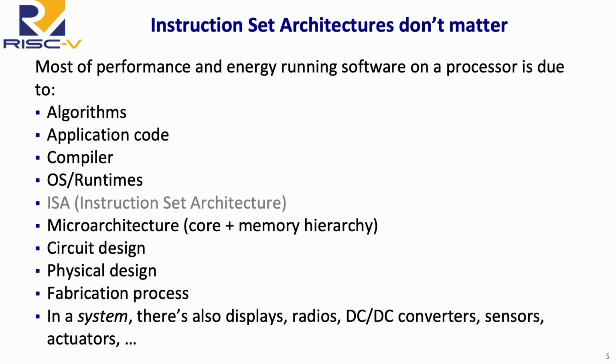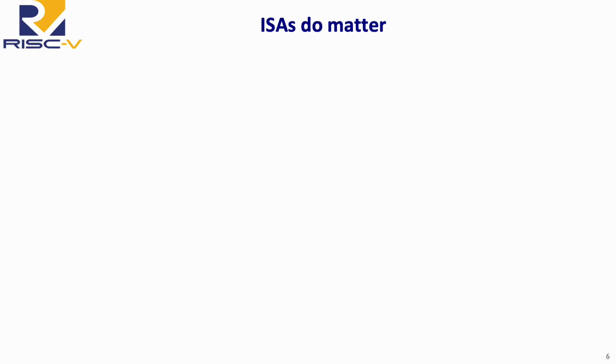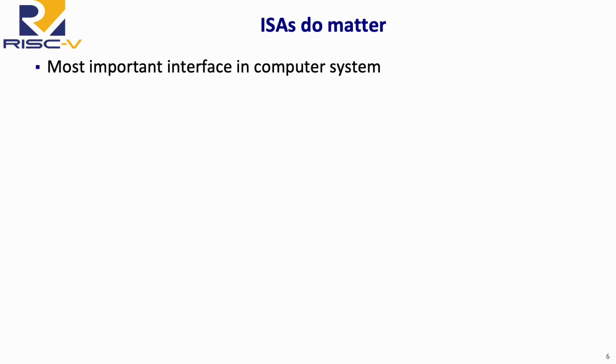If you think about a mobile phone, a lot of power is used by those. So in some sense the ISA doesn't matter. However, the ISA does matter in that it's the most important interface in the computer system. It is the interface between hardware and software. If you like, it's the contract that the hardware designers provide to software that you work against.